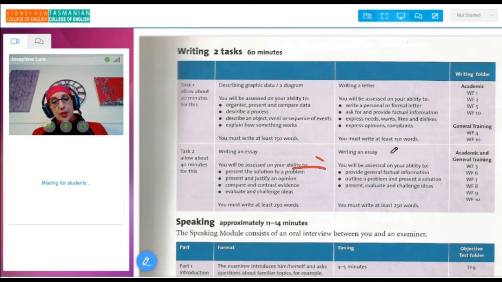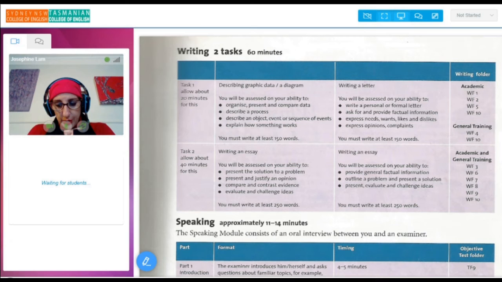With the general training module, you will be assessed on your ability to provide general factual information, outline a problem and present a solution, present, evaluate, and challenge ideas. Again, 250 words.